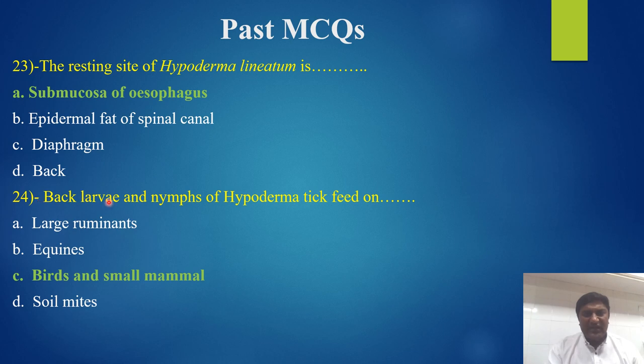The larvae and nymphs of Hyalomma feed on dash. Large ruminants, equines, birds and small mammals, soil mites. So the birds and small mammals is the best answer.